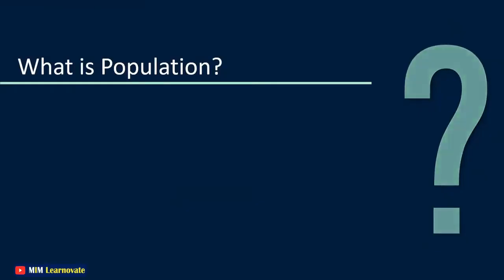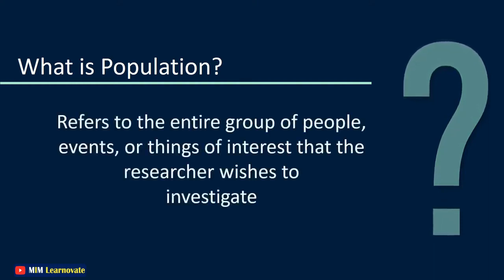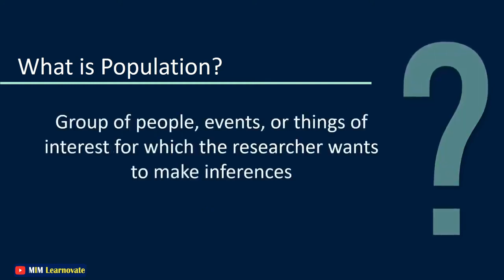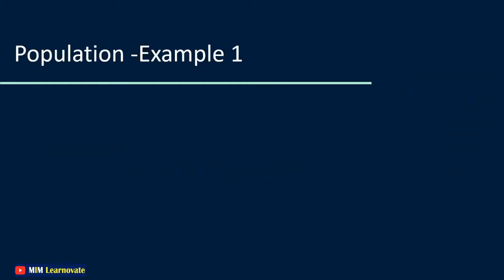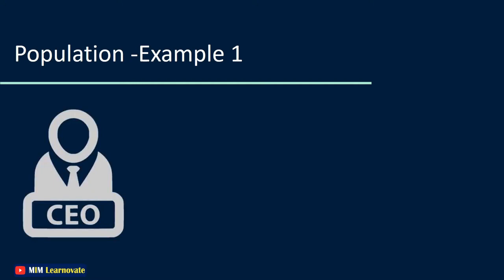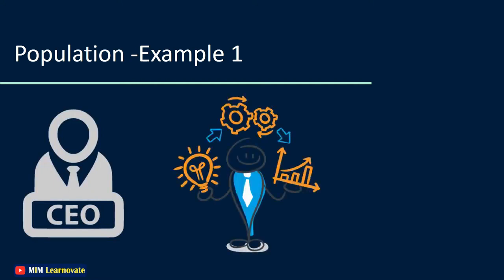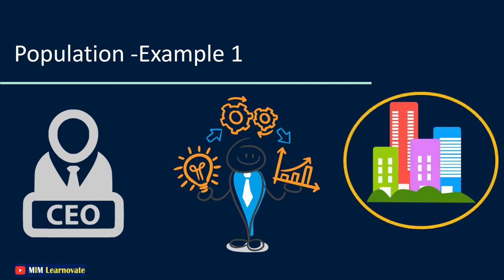What is population? The population refers to the entire group of people, events, or things of interest that the researcher wishes to investigate. It is a group of people, events, or things of interest for which the researcher wants to make inferences. Population example 1. If the CEO of a computer firm wants to know the kinds of advertising strategies adopted by computer firms in the Silicon Valley, then all computer firms situated there will be the population.